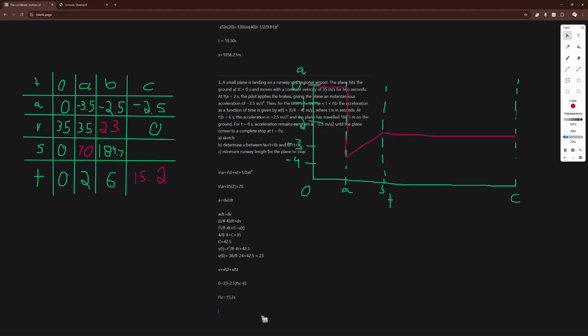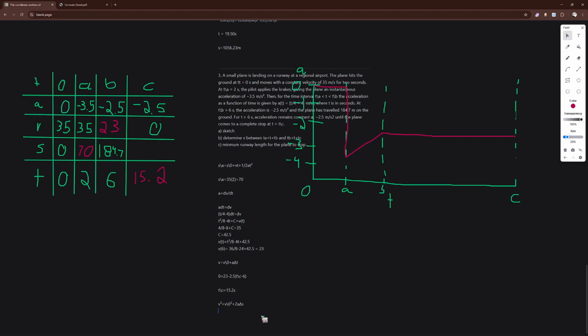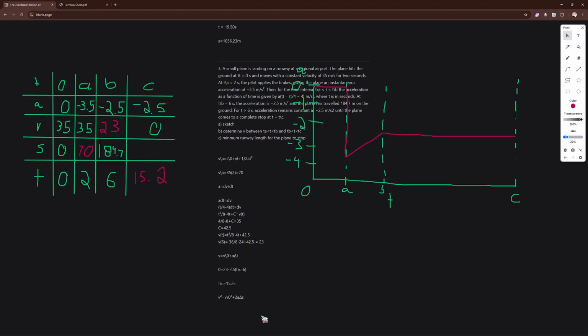And now finally, the distance s, okay? Again, we're just going to use a kinematics equation here. We're going to have v squared equals v naught squared plus 2a delta s. And we're solving for sc. We have sb, right? And delta v squared is 0. This is equal to 23 squared minus, just to make it simpler, 2 times 2.5, right? We have sc minus 184.7.